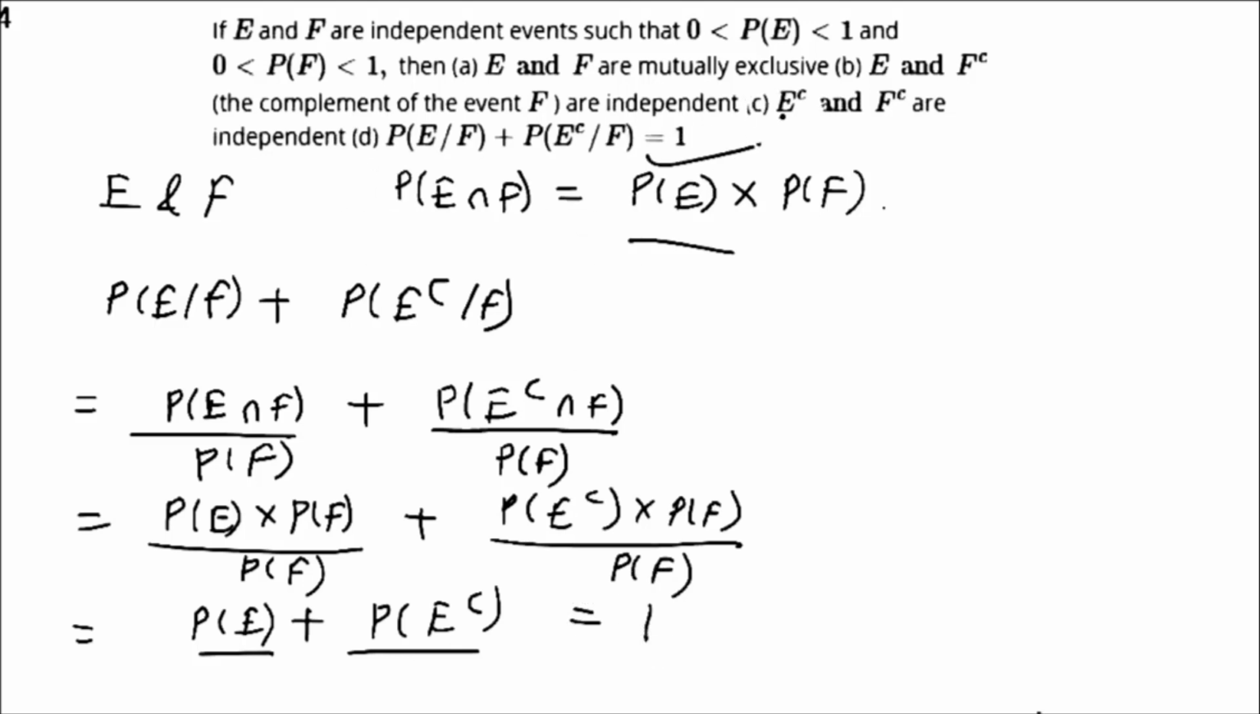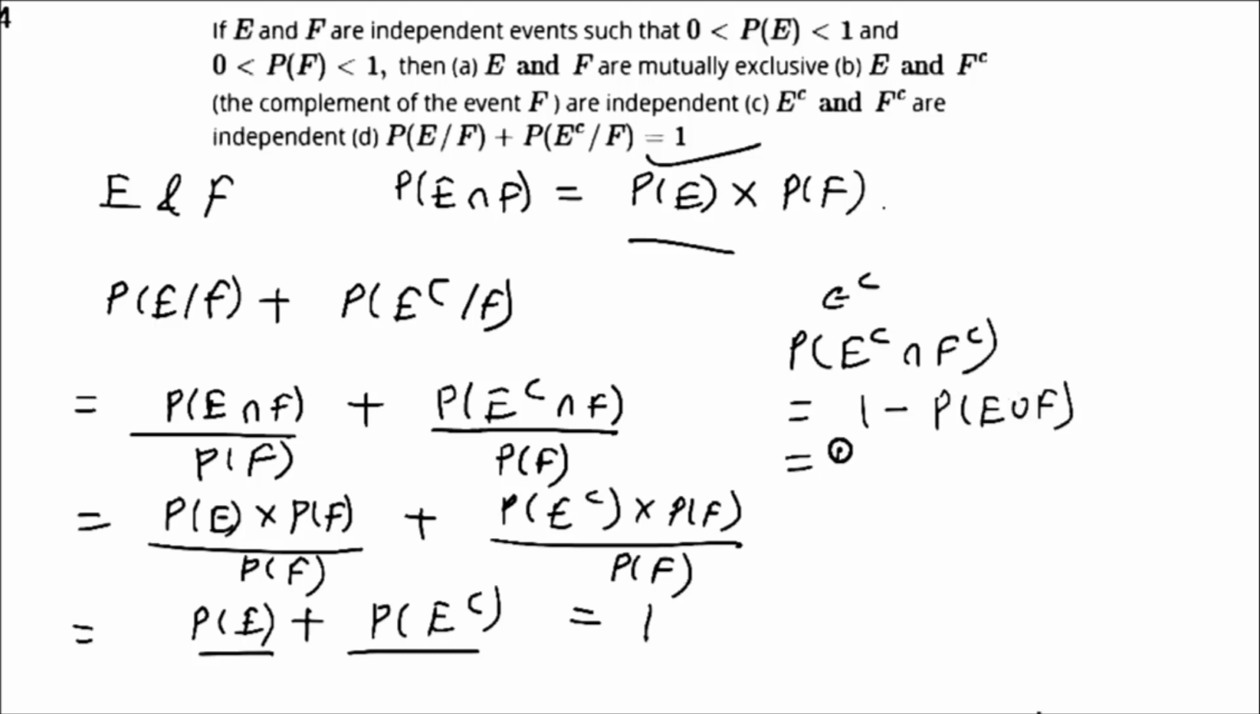Similarly, if we want to check statement C, that is, whether E complement and F complement are independent or not, we want to find the probability of E complement intersection F complement. This is what we have to find. According to De Morgan's law, this is 1 minus the probability of E union F, and this is equal to 1 minus, according to the definition, the probability of E plus the probability of F minus the probability of E intersection F, which is the probability of E times the probability of F.